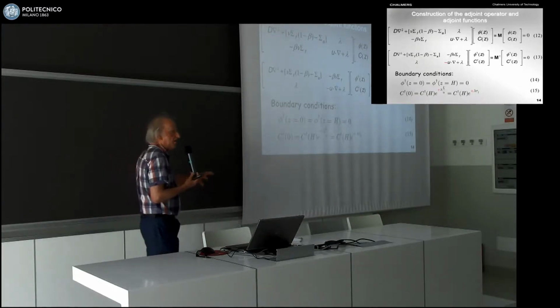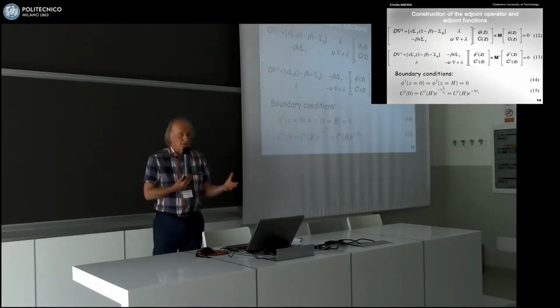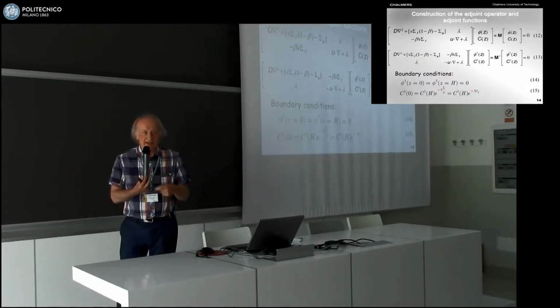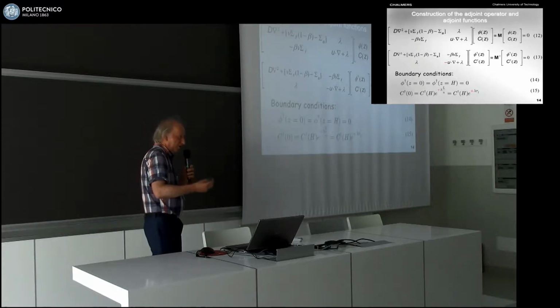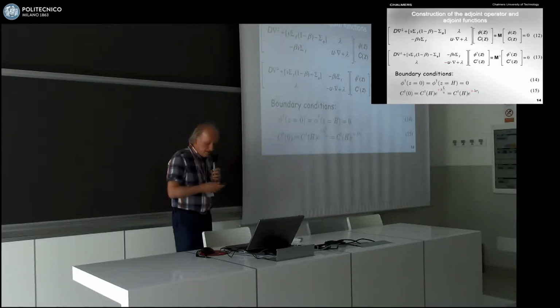They will be larger at the inlet, of course, because the importance of a delayed neutron precursor entering the reactor is bigger than the one which is leaving the reactor, since it will have more time to decay there. So that's the adjoint.